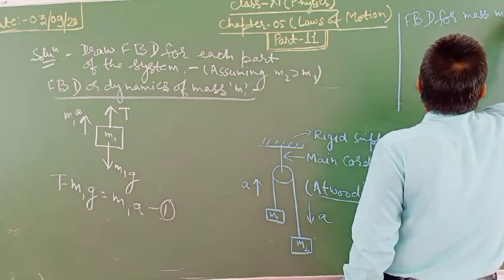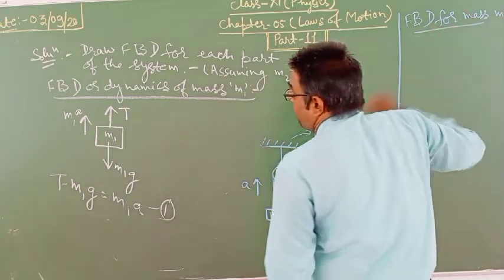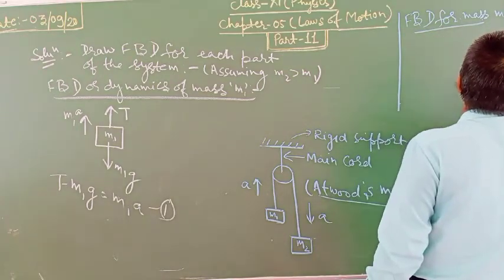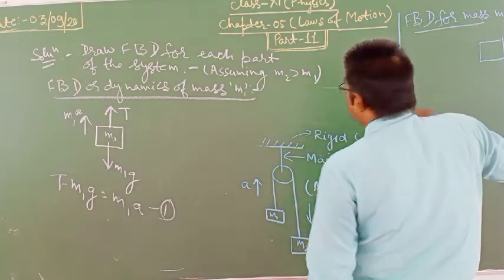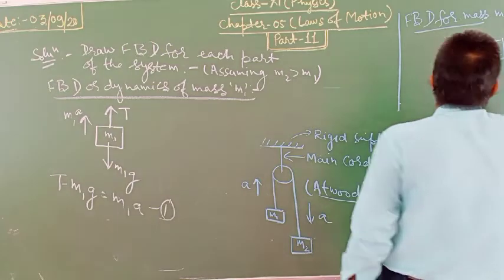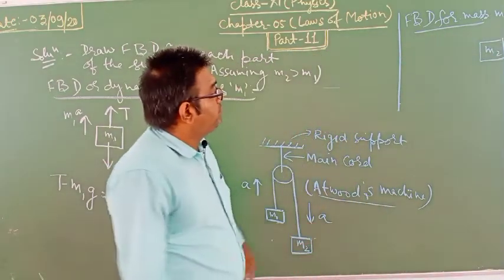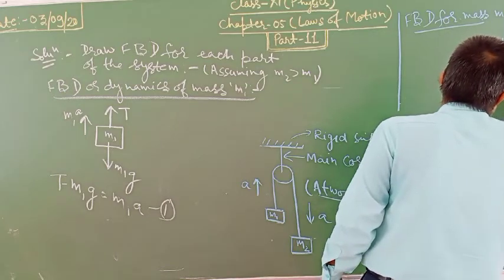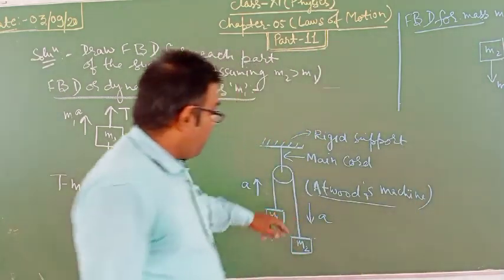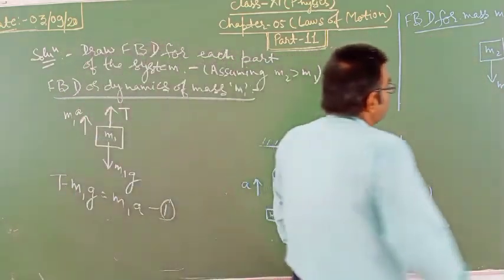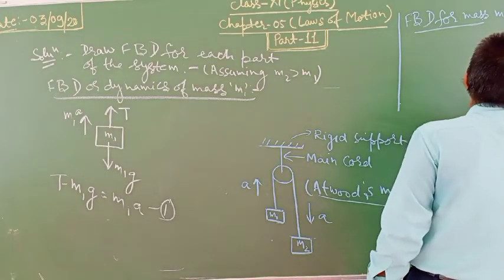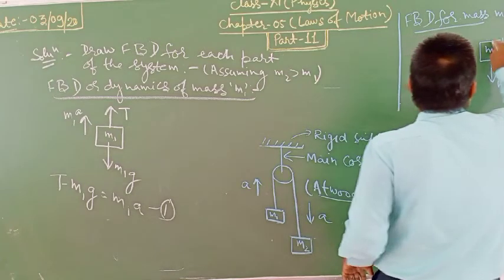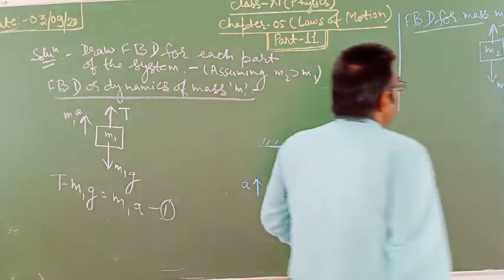We have to draw the free body diagram for mass M2. This is mass M2. Its weight in the downward direction is M2 into G, and it is accelerating in the downward direction, that is M2A, and the normal reaction by Newton's third law is T.